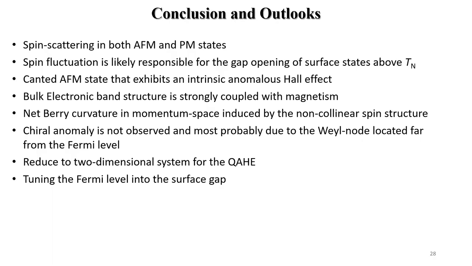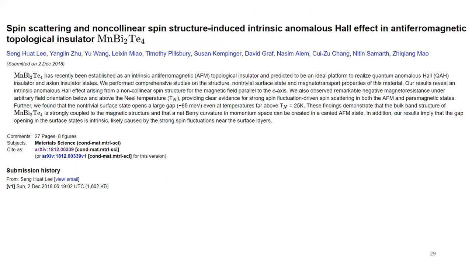Theory predicted that this system is also a type 2 magnetic Weyl semimetal, but in our measurement, we did not observe the chiral anomaly. This is one of the critical features. Okay? And it's mainly due to the Weyl node being far away from the Fermi level. Okay? So in order to observe the high temperature quantum anomalous Hall effect, we need to reduce from 3 dimensions to 2 dimensions and further tune the Fermi level into the surface layer. Okay, if you are interested in this material, you can read our preprint manuscript at arXiv.